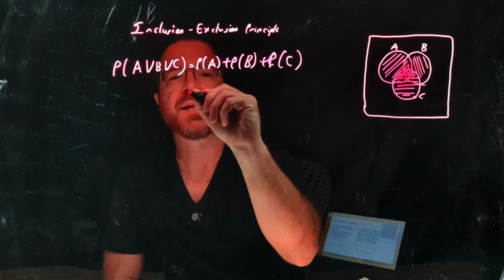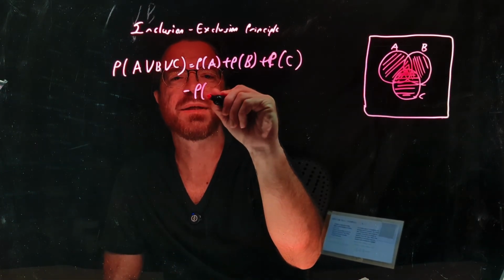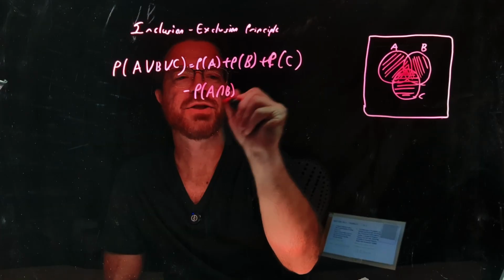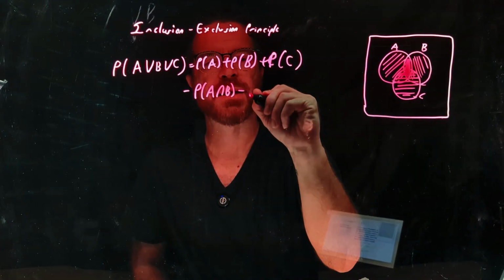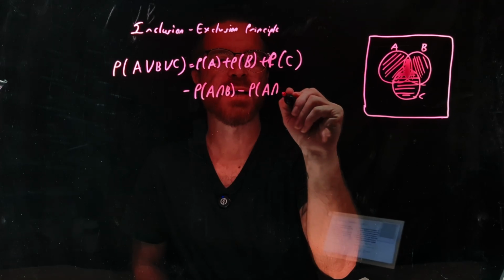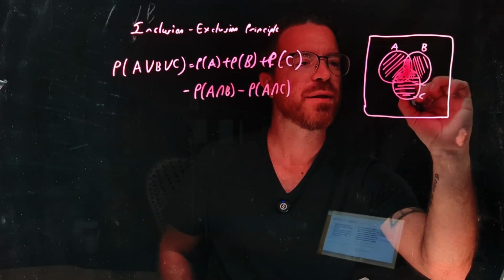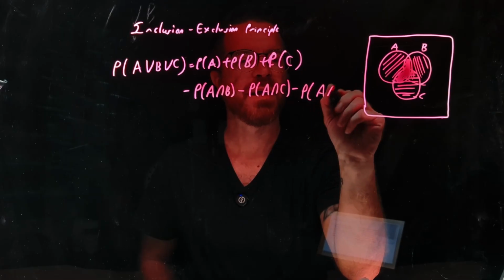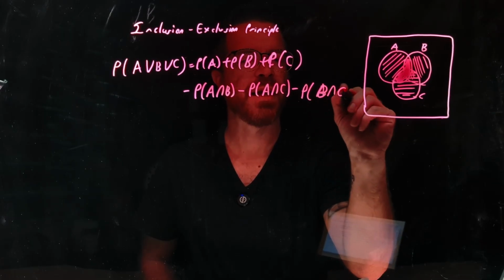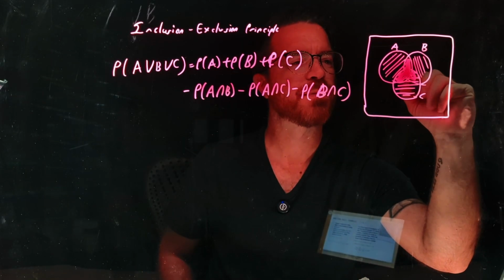So what we're going to do then is subtract out the probability of A and B, just like before. So we're subtracting out this part, minus the probability of A and C. So we're subtracting out this part, minus the probability of B and C. So we're subtracting out this part.